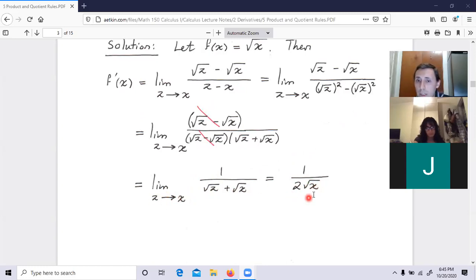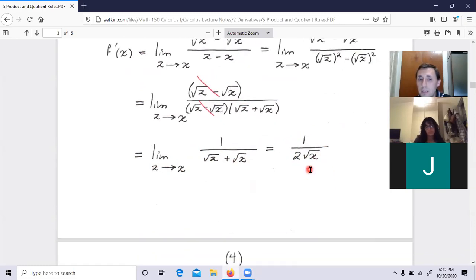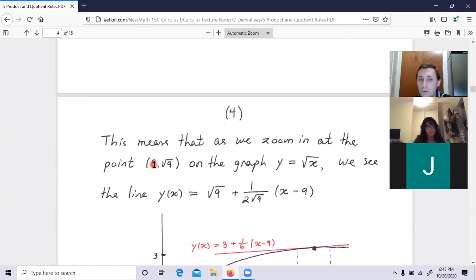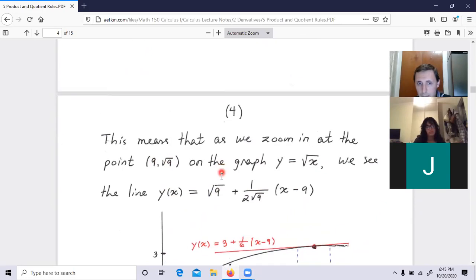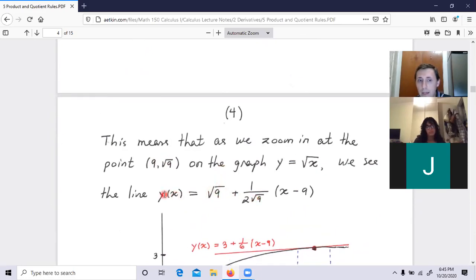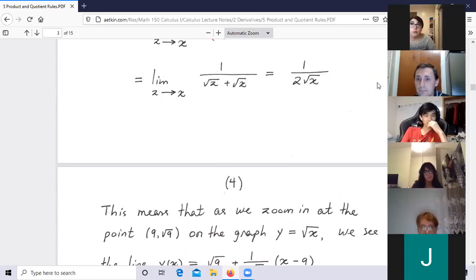So when I zoom in on my curve y equals root x, I will see that my line has this slope at the point I zoom in. So if I carry out the zooming in to the point 9, root 9, then what am I going to see? I'm going to see this line: y minus root 9, or y minus 3, equals the slope, 1 over 2 root 9, times x minus 9. Are you with me, guys? You understand how that works? You look at me and then I think some of you are playing poker.